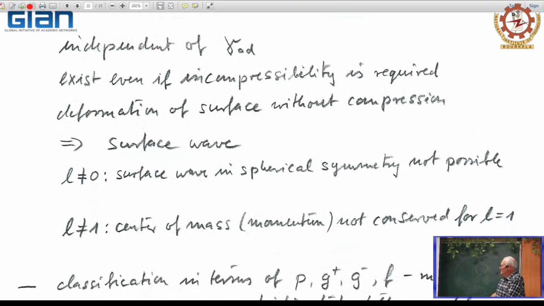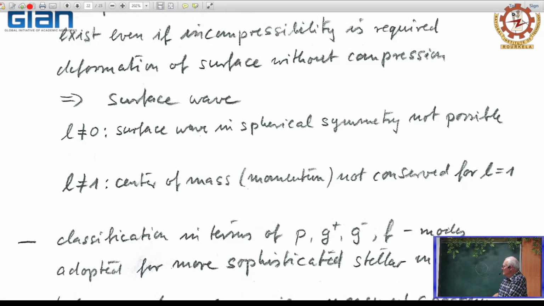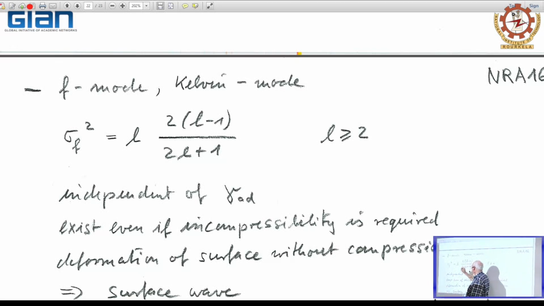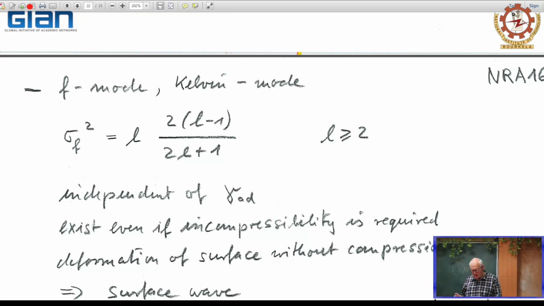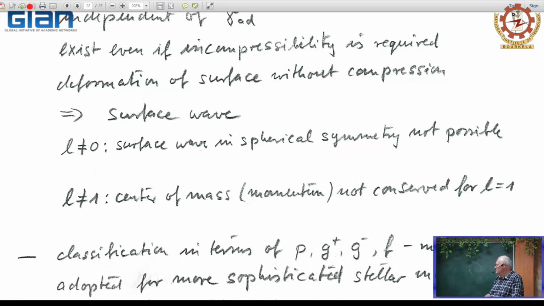Okay? Center of mass or momentum is not conserved for L equals 1, and so this mode is not present for L equals 1, and this explains the dependence of sigma F squared in terms of L times L minus 1 here. This describes the F mode, and that's essentially the physics of the F mode. It is a surface wave traveling on the surface without needing any compression, and this can only be done for L bigger or equal to 0.